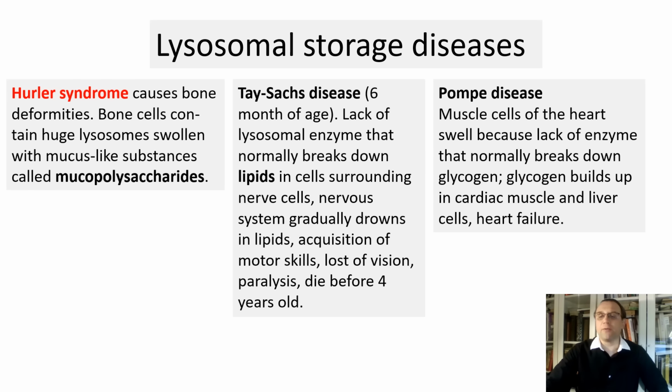This causes bone deformities. In Tay-Sachs disease, there is a lack of lysosomal enzymes that normally break down lipids in cells surrounding nerve cells. This causes the nervous system to gradually drown in lipids, and this affects motor skills and causes loss of vision and paralysis. Toddlers die before 4 years old. In Pompe disease, there is a lack of enzymes that normally break down glycogen. Glycogen builds up in cardiac muscle and liver cells, eventually causing heart failure.